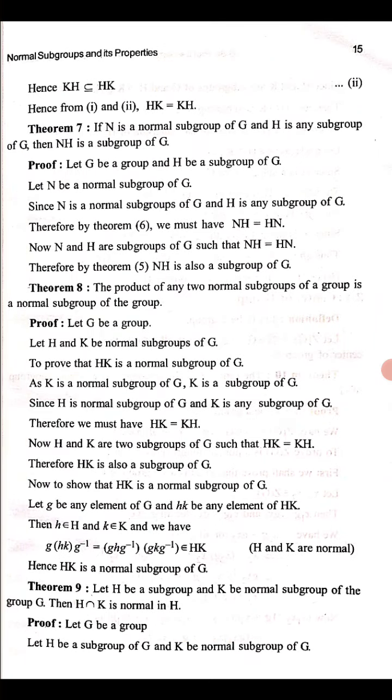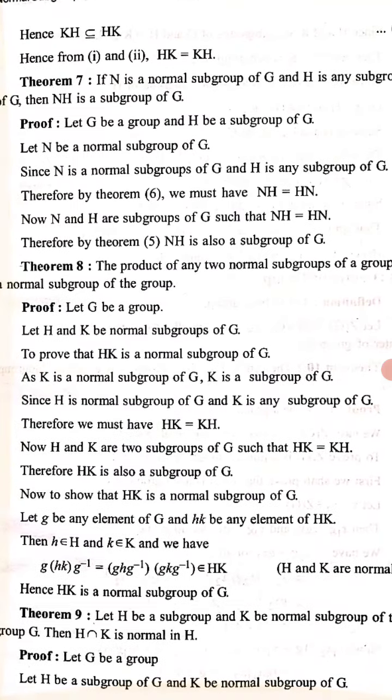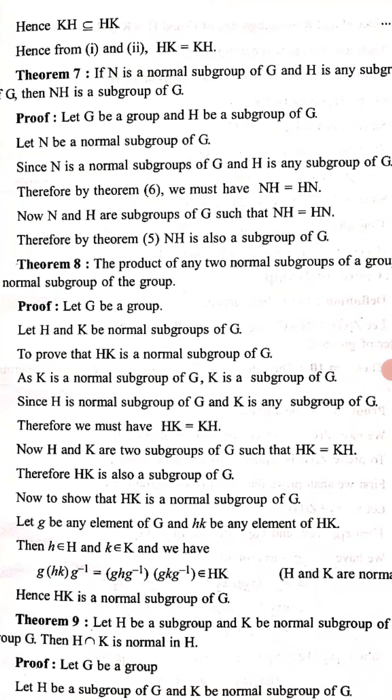Okay, now see next theorem. The product of any two normal subgroups of a group is a normal subgroup of the group. Okay, so let's start with the proof. Let G be a group, let H and K be normal subgroups of G.